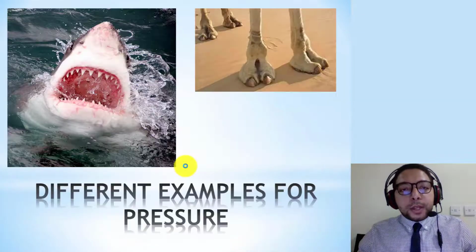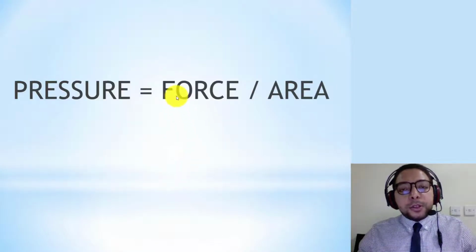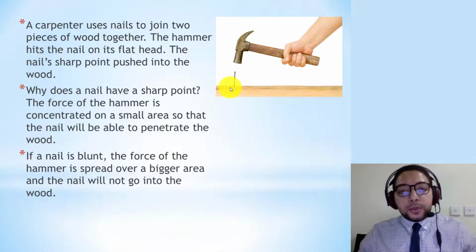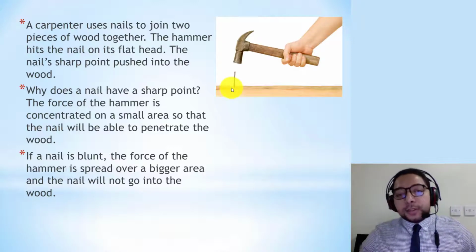I want to make a quick recap. Previously, based on the pressure, we said pressure can be measured with the help of force and area. We said pressure equals force divided by area. And then we said the reason why we use a nail with a pointed head is because the pointed head is going to make all the force from the hammer concentrated, and this is going to increase the pressure, which is going to help the nail go through the wood easily.